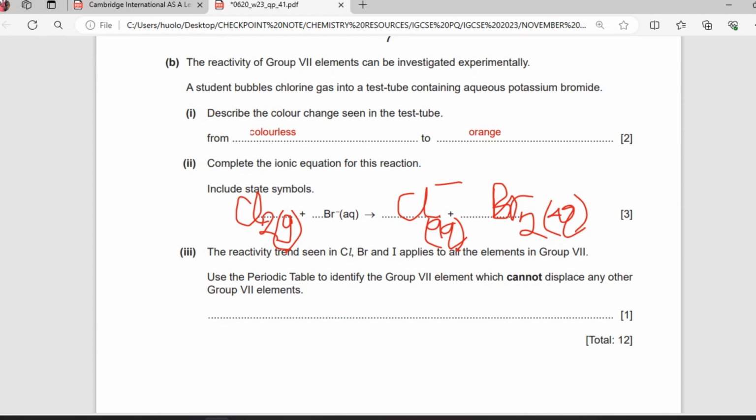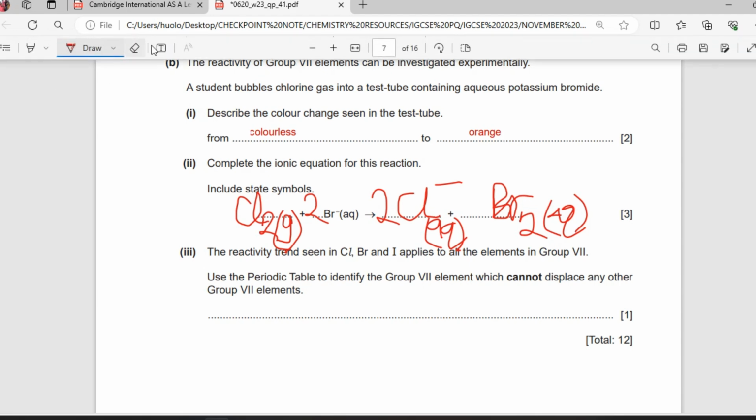So we need to balance the ions. So we have bromine, a diatomic molecule. So the bromide ion will also be 2 here. Then the chloride ion will also need to be balanced. So you have 2 here. Okay. So your ability to write all the state symbols, 1 mark. Right. Then your ability to write the equation correctly, 1 mark. The balancing of the equation, 1 mark. Okay, so I guess we are doing very great.